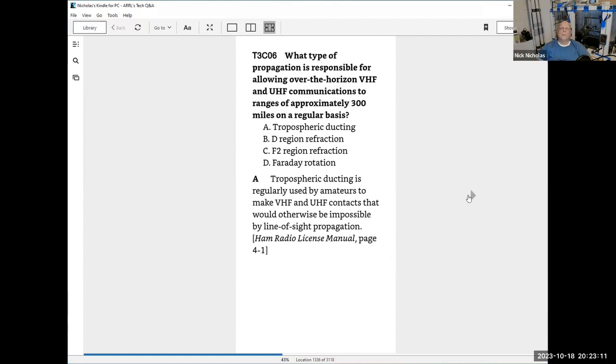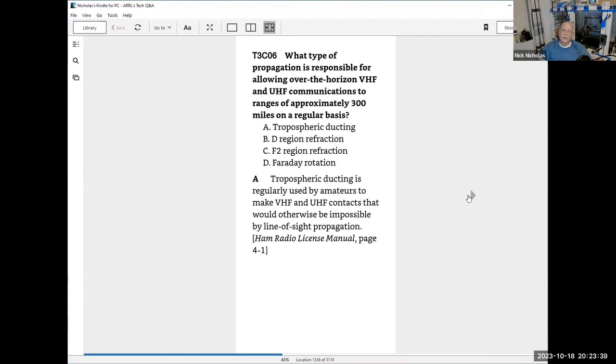What is the type of propagation responsible for allowing over the horizon VHF and UHF communications to ranges of approximately 300 miles on a regular basis? And this is a unique one, and you're going to love this one. It's called tropospheric ducting.